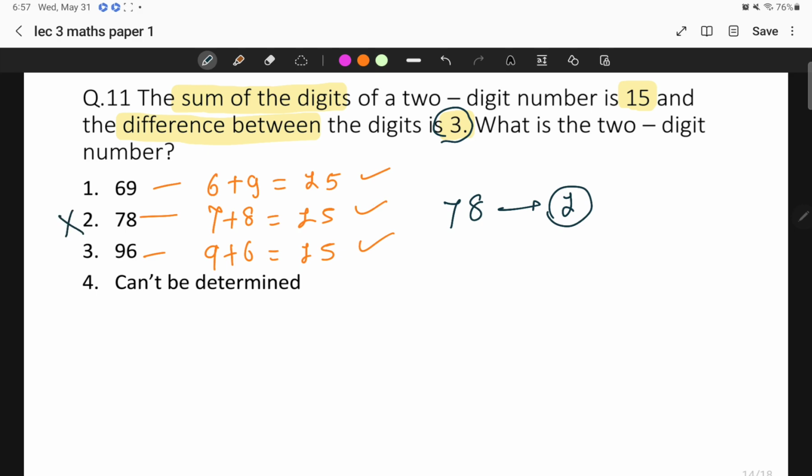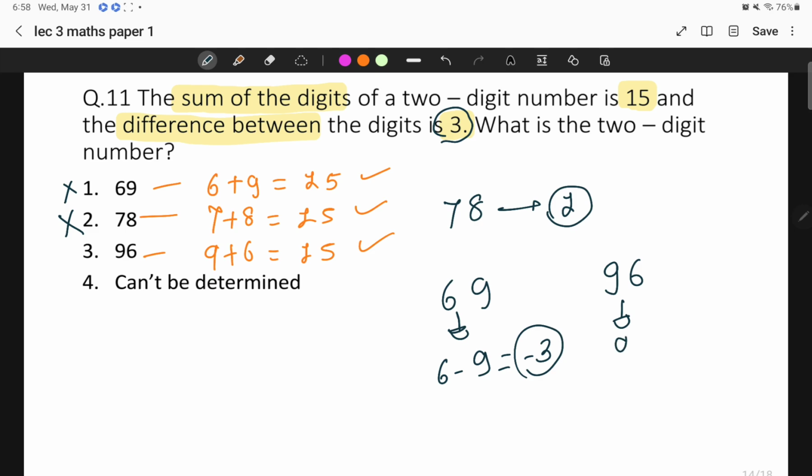So this option will be eliminated over here because it is not satisfying the second condition. If we look at option A and option B, that is 69 and 96, many of the students have done this question in such a way that, ma'am, we cannot perform 6 minus 9, that will give us minus 3. So the difference is not 3 over here. So this option is also eliminated as per them.